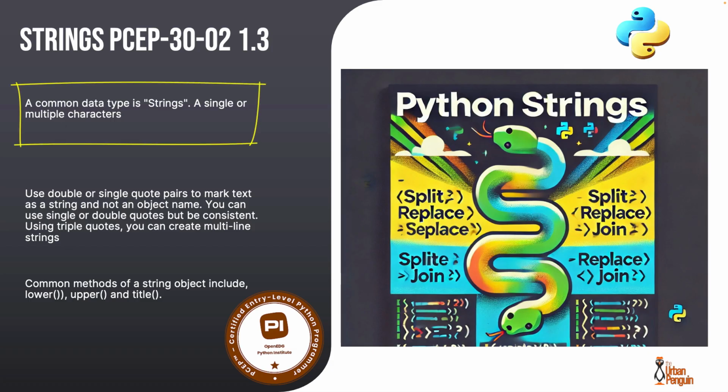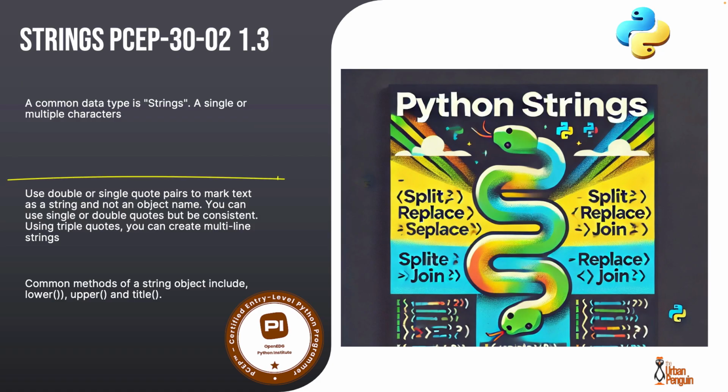A string is either a single character or a string of multiple characters. To identify the data type, we can use double or single quotes in pairs. But whatever we use, we should be consistent throughout the script. So if we like double quotes, let's use double quotes throughout the script. If we like single quotes, then let's use single quotes. But let's try and avoid mixing and matching.